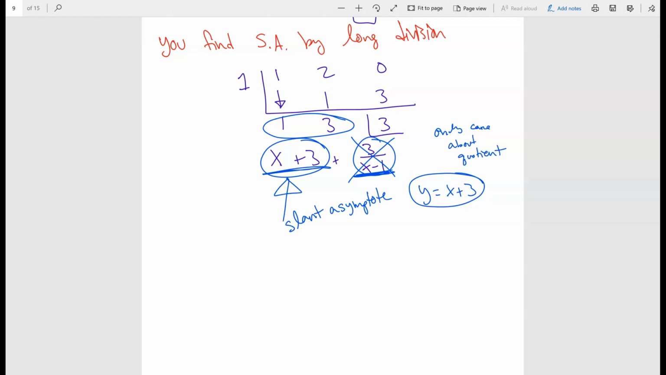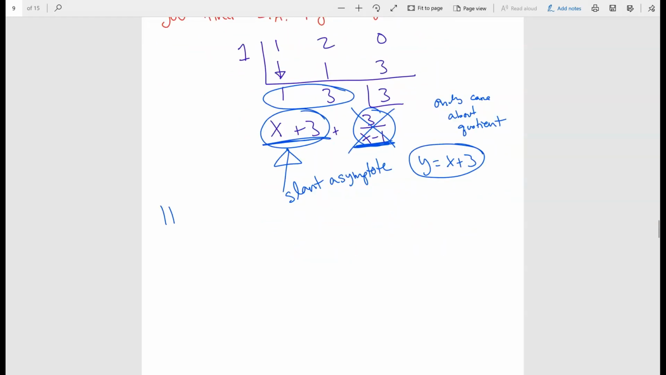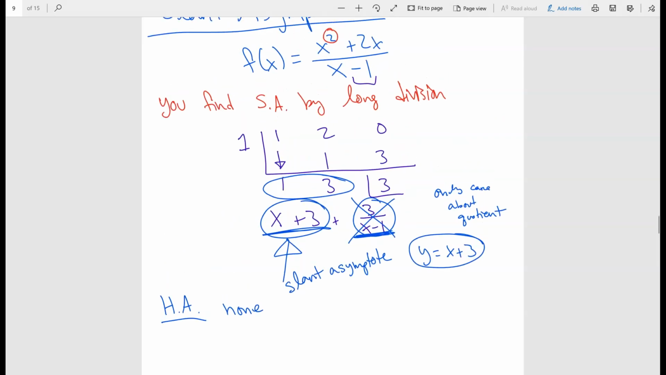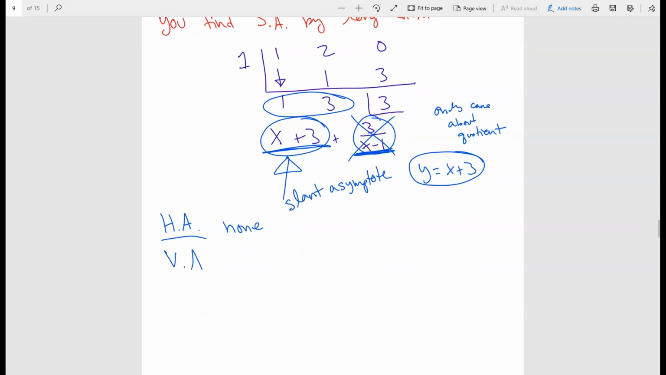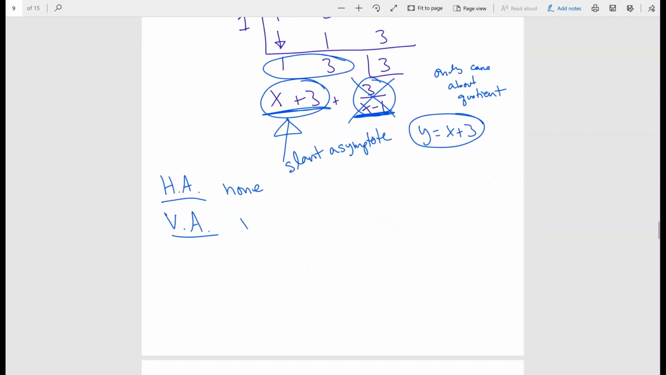All right, so now let's proceed as usual. Obviously, if we look at the horizontal asymptotes, there is none because the degree of the denominator is less than the degree of the numerator, so there's none. There is a vertical asymptote. The denominator in this case is x minus 1, so that means x is equal to 1. Okay, that's my vertical asymptote.